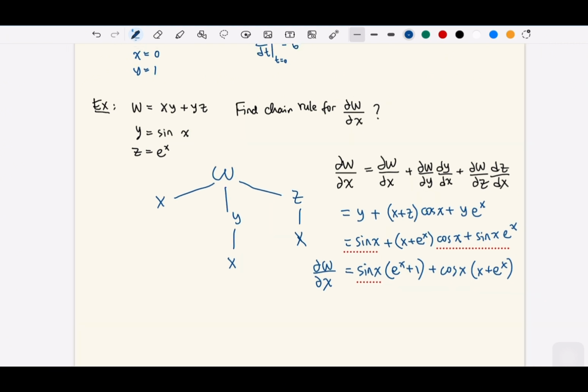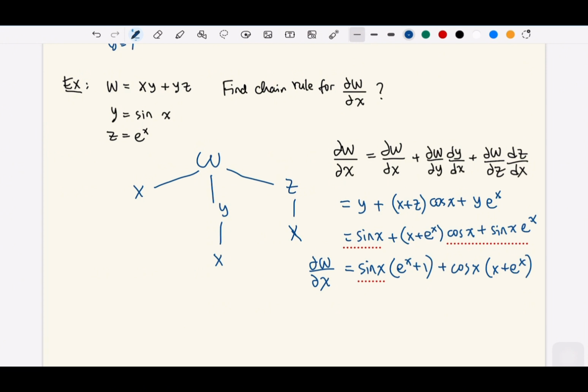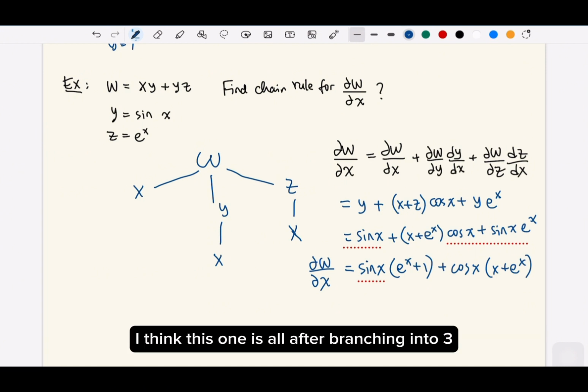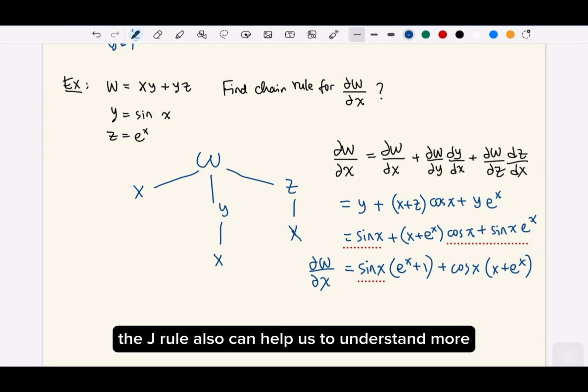And this chain rule is really powerful. Any variables, any branches, like 2 branches, 3 branches, 4 branches, if you increase more and more, the principle is still the same: from the top, find a way going down. Find the path. You can have this path, this one, right? But I think in this one, after branching into 3, the rest is just 1. The chain rule can also help us to understand more about differentiation in general.